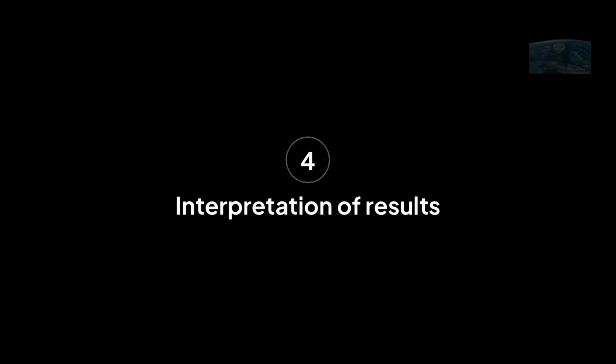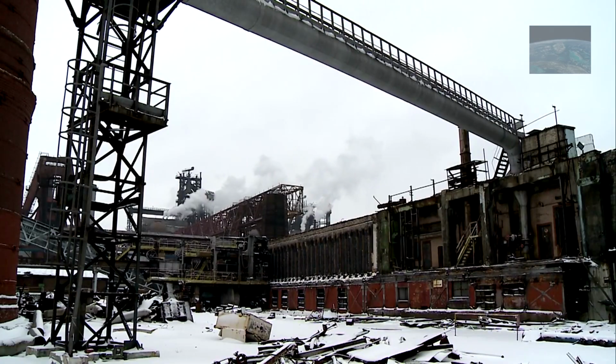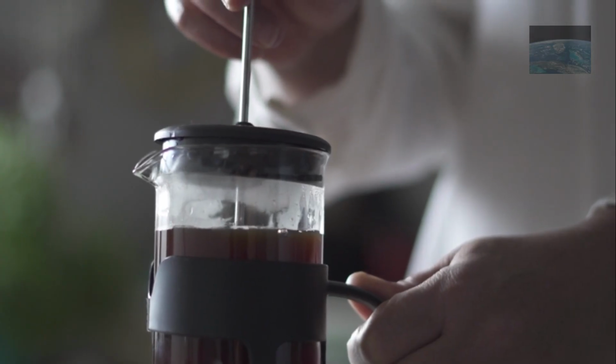Stage 4, Interpretation. Finally, we analyze the results and identify which stage of the product life is the hotspot. This helps decision makers reduce environmental impact. Let's follow 1 cup of black drip filter coffee on its journey.